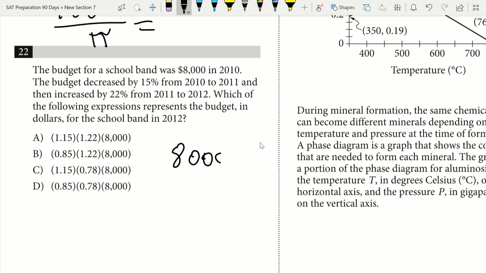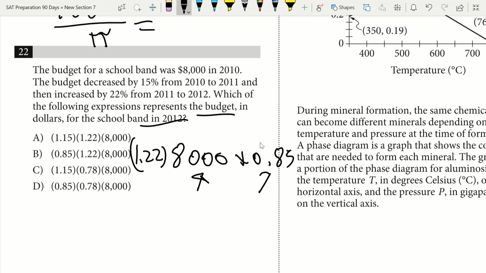All right, 22. The budget for a school band was $8,000 in 2010. The budget decreased by 15% from 2010 to 2011, and then increased by 22% from 2011 to 2012. Which of the following expressions represents the budget in dollars for the school band in 2012? All right, well, that's going to be our $8,000 is our initial value.